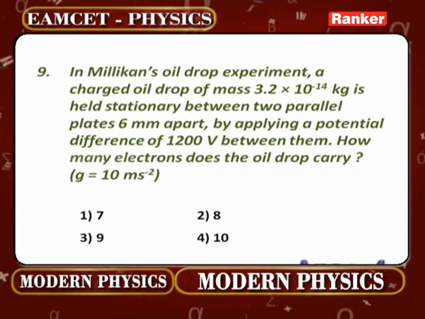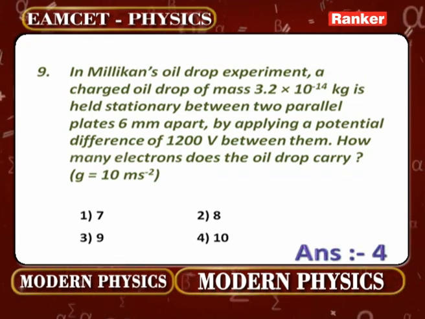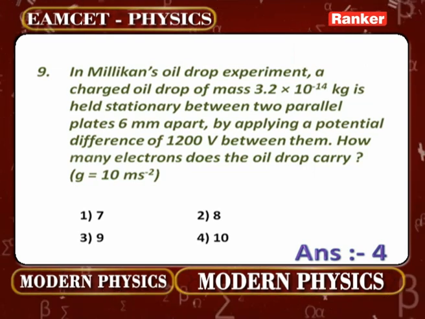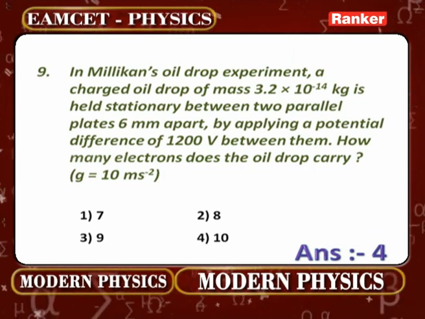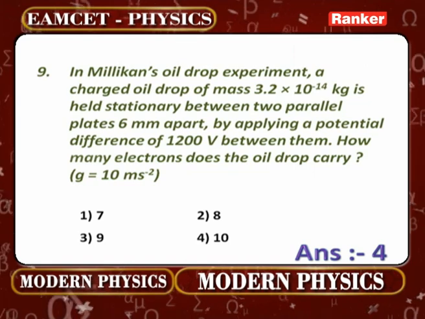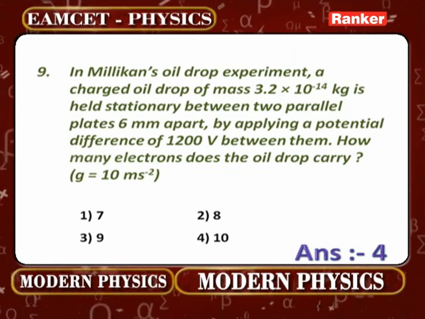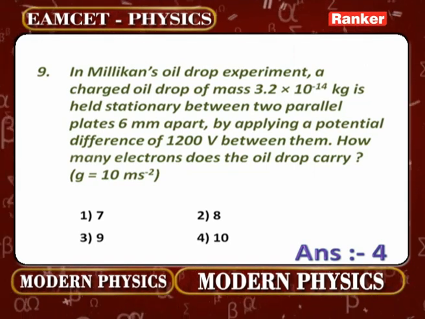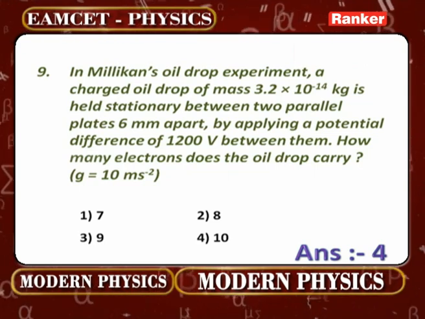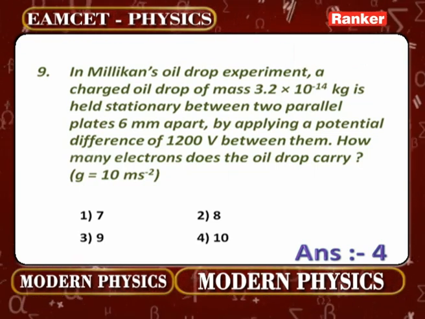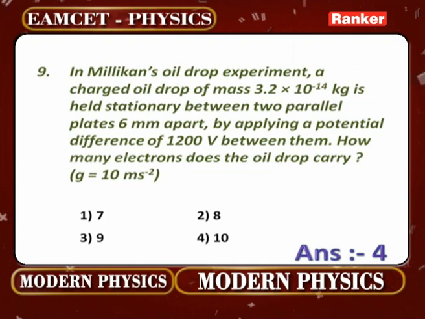In Millikan's oil drop experiment, a charged oil drop of mass 3.2 into 10 power minus 14 kg is held stationary between two parallel plates 6 mm apart by applying a potential difference of 1200 volt between them. How many electrons does the oil drop carry? What is the general condition for an oil drop to be at rest in space?